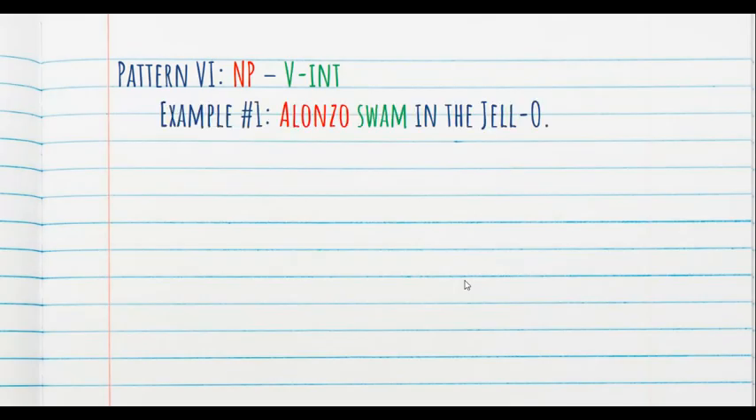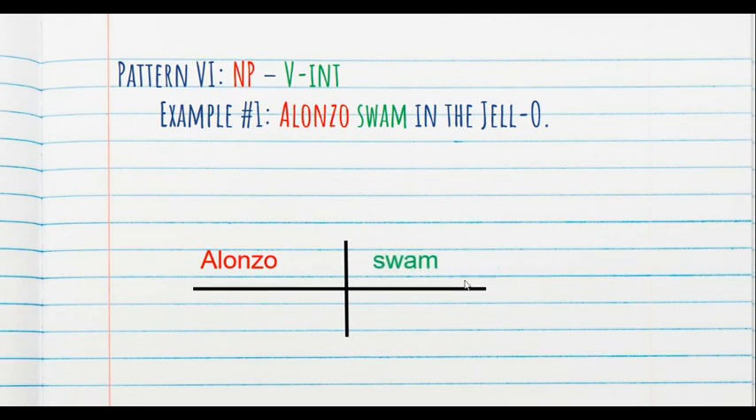Let's do Alonzo swam in the Jello. All right, so we start off with our subject, which is going to be Alonzo, sitting right there, and our action verb, which is swam. We're going to call him an intransitive verb. Intransitive means that you're not going to say what, or you're not going to say whom to follow it. You're not saying Alonzo swam what or Alonzo swam whom. Basically, you're saying Alonzo swam where? In the Jello. And so really, even though there's this prepositional phrase here, this is just optional.